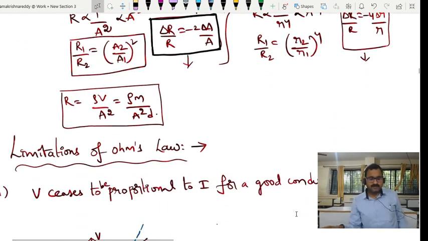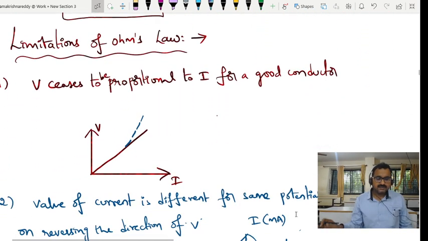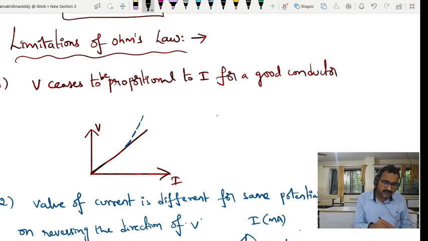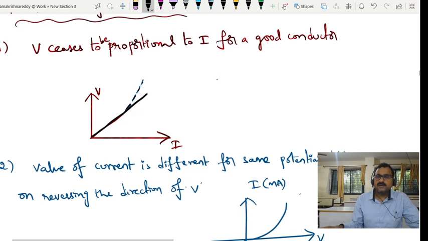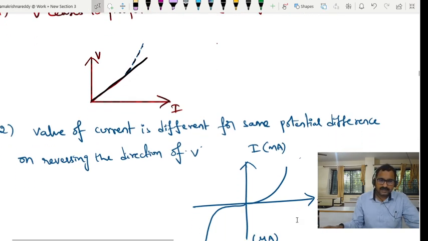Next, coming to another important one and general cases: these are limitations of Ohm's law. Limitations of Ohm's law means the relationship between V and I is not linear. Then all of these do not obey Ohm's law. Those are non-ohmic devices only. The first case: V ceases to be proportional to I for a good conductor. Actually, if we are getting a straight line, then no problem. That is, we are satisfying V directly proportional to I. But for a good conductor also, we are observing it is satisfied up to a certain point. After that, we get a little bit of curve. It is not satisfying the relation that V and I are directly proportional.